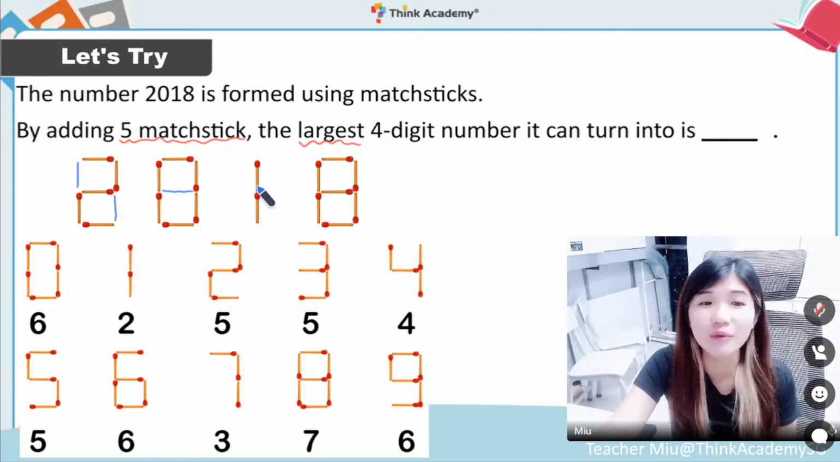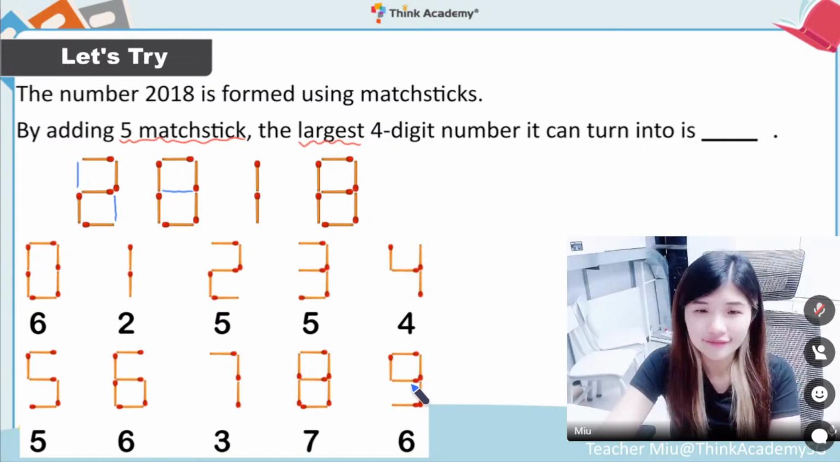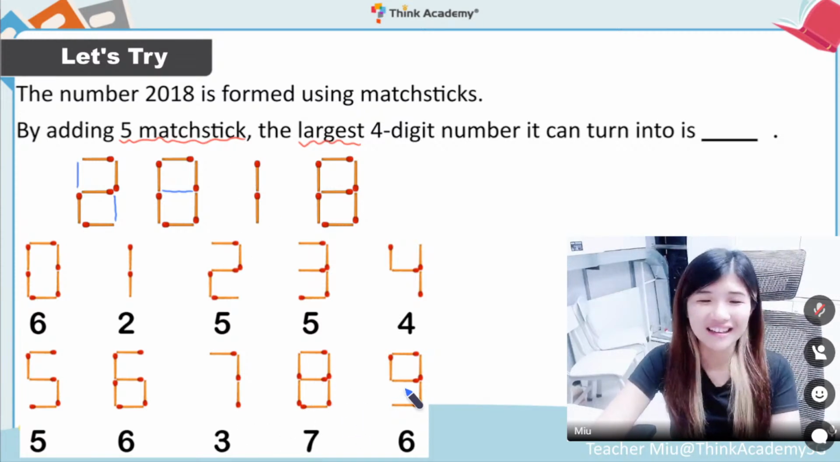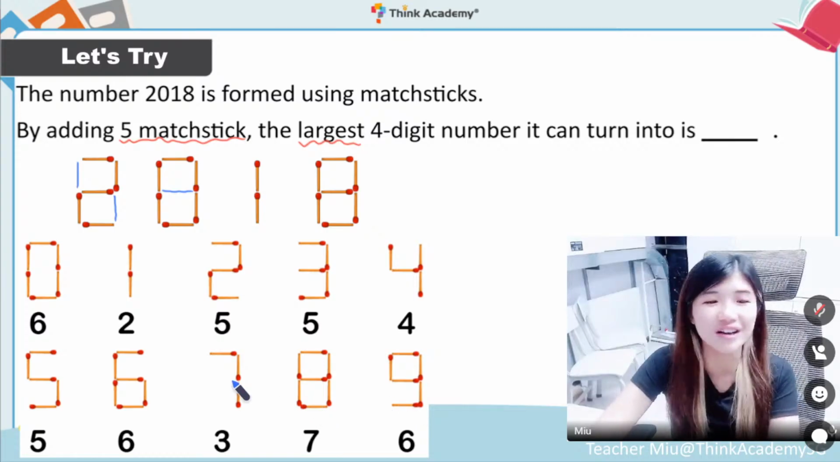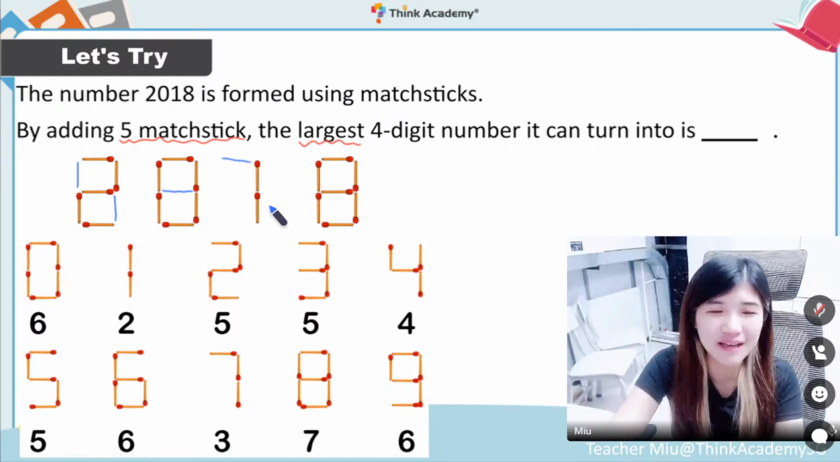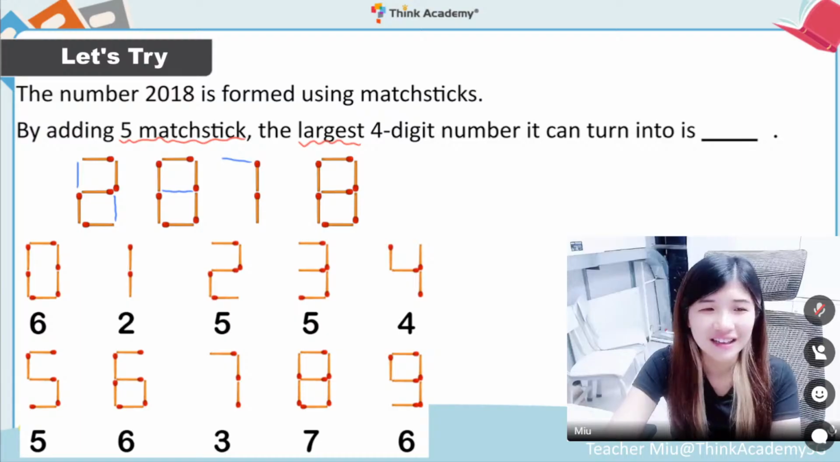Look at 1, then. Can we make it into a 9? Cannot, right? We only have 2 matchsticks. How can we make a 9? We need at least 1, 2, 3, 4 to make it a 9, but we don't have enough matchsticks, so no way. Can we make it into 8? Not even possible. 9 cannot, 8 definitely cannot. What about 7? Can I make it into 7? Yes, of course, we can put it here and make it 7. Okay, is it done?